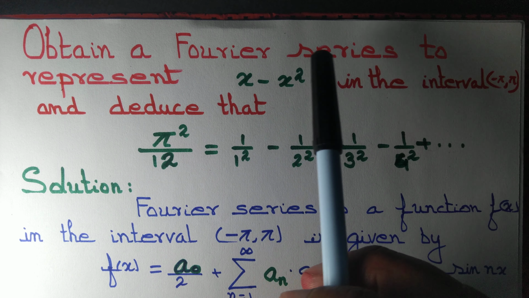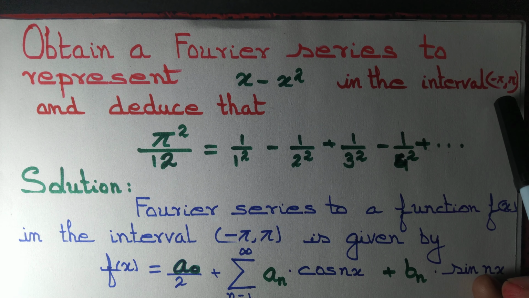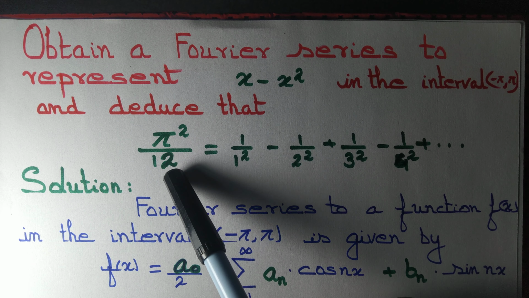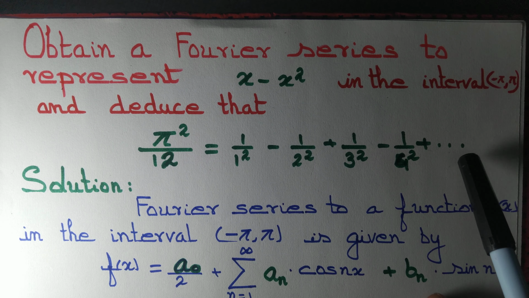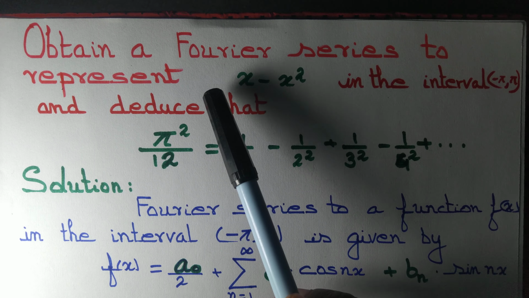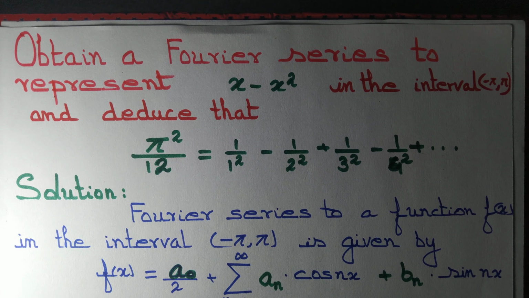Let us obtain a Fourier series to represent f(x) = x - x² in the interval -π to π, and then deduce that π²/12 = 1/1² - 1/2² + 1/3² - 1/4² and so on. So, we want to obtain a Fourier series for the function f(x) = x - x².